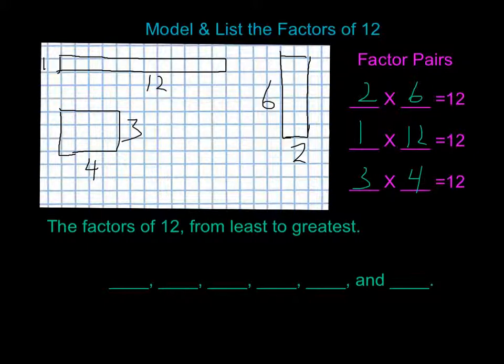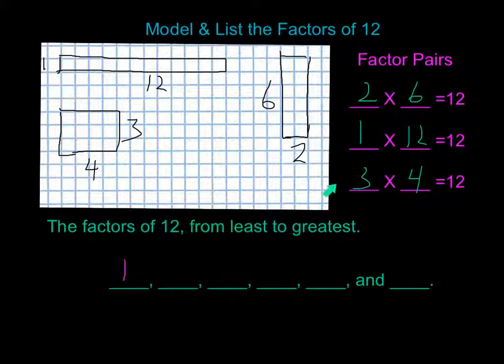Now, down below here, it says the factors of 12 from least to greatest. So we're going to put the factors in from least to greatest. Now, because it says least to greatest, this does matter how we put them in. So we are going to write our factors in from least to greatest. So we know that 1 is the least.